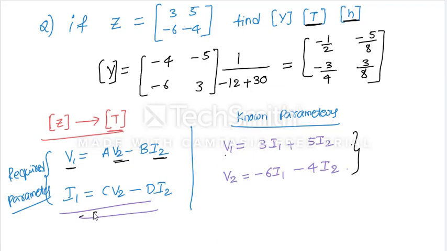Come to the second equation. See the variables. What are the variables we have? I1, V2, I2. Now check in the known parameter equations which equation will have the same variables. I1, V2, I2. Now you tell me which one answers this.